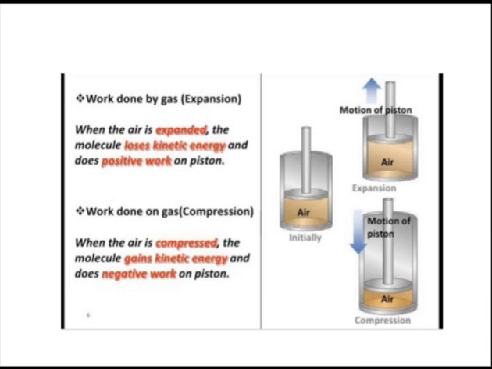Work done by gas, this is the expansion process. See here, this is the motion of the piston. When the piston moves in the upward direction, obviously volume increases, and when volume increases, the system is expanded. The blue arrow shows a pressure in the downward direction, and this piston applies pressure on the air or the gas, the height of the air is decreased, or the volume is going to decrease. This process shows the compression. So this one is the initial process.